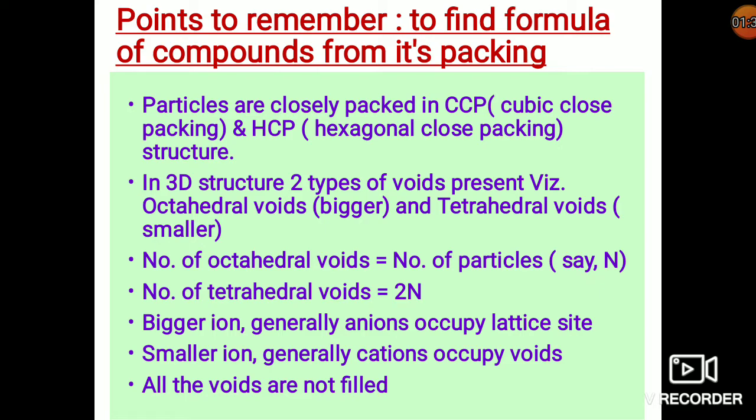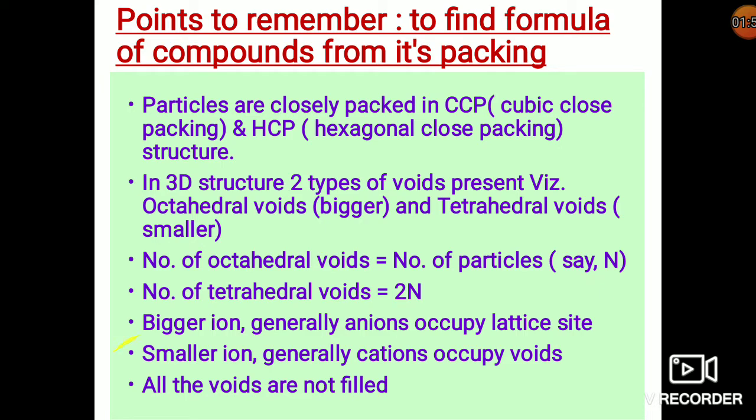The next important point is that the number of octahedral voids in the close packing is equal to the number of particles present in the packing. If we consider the number of particles to be n, then the number of octahedral voids will be equal to n, and the number of tetrahedral voids will be twice n.